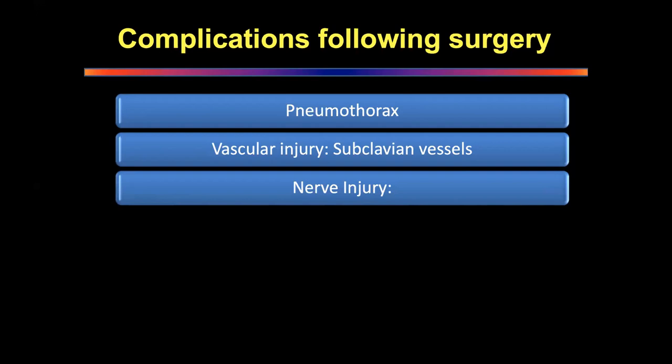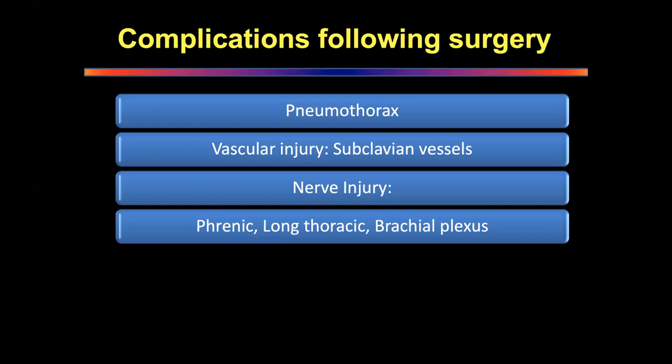Of course, you can get nerve injuries. I showed you the pathology very clearly. I showed you the anatomy very clearly. There are three nerves which can get injured. One is the phrenic on the medial border of your incision. There is the long thoracic, which runs between the anterior scalene and the middle scalene. And there is the brachial plexus. So any of these can be injured. Very often on table when we are operating, we will have an EMG nerve stimulator present on table. So before we retract anything, we will actually stimulate that nerve to make sure that it's a nerve, because it's sometimes not easy to identify.